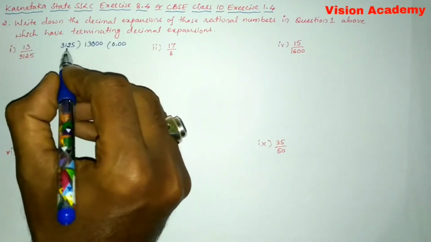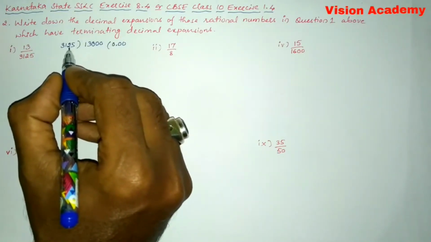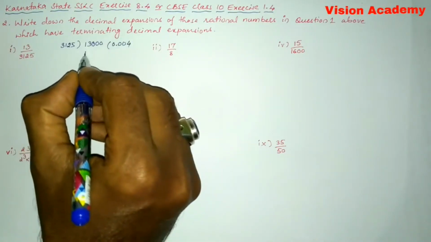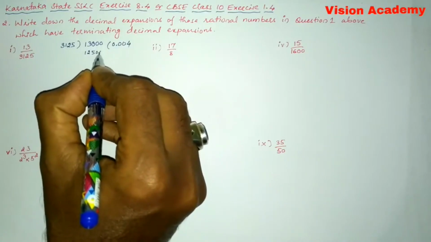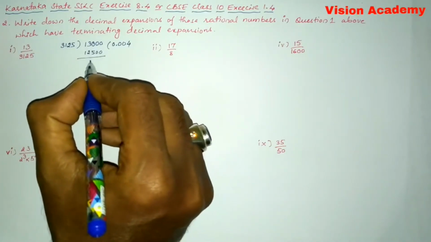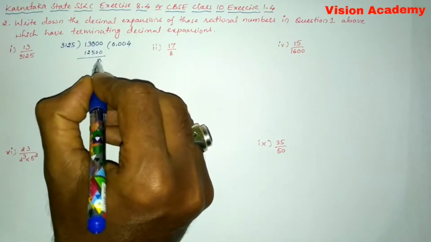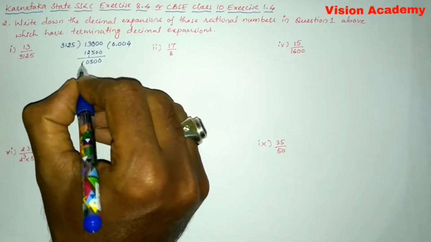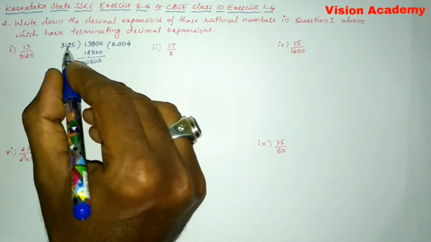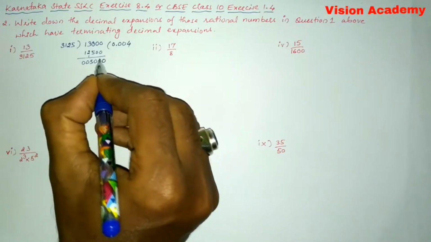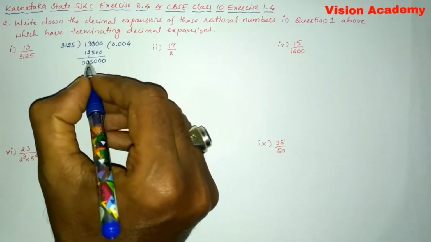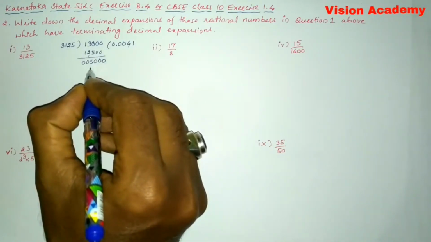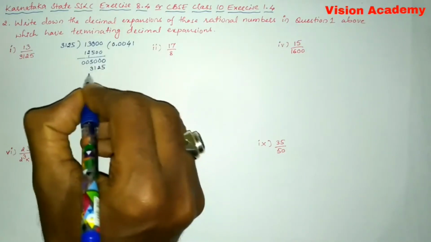Now 3125 fours we will write. Here it is 12,500, and let us subtract. Here we are going to get 0 0 and take carry. 10 minus 5 is 5, so 3 minus 3 is 0, 1 minus 1 is 0. So 500 is less than 3125. So let us take one more 0. So now it will become 5,000. So here 3125 ones are 3125. Now let us subtract.